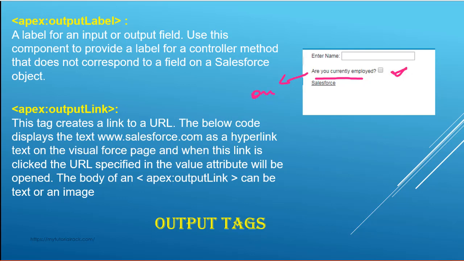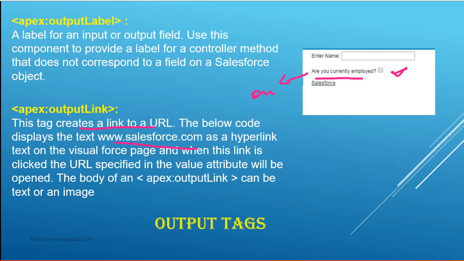Then the next tag that we have is the output link. This tag will create a link to a URL. So here you can see there is a link available called Salesforce, and you will also provide the URL for when you click on this link. So Salesforce is basically the link, and when you click on it, it will take you to www.salesforce.com if you have set the link to be this. So this output link tag will create a link to a particular URL.